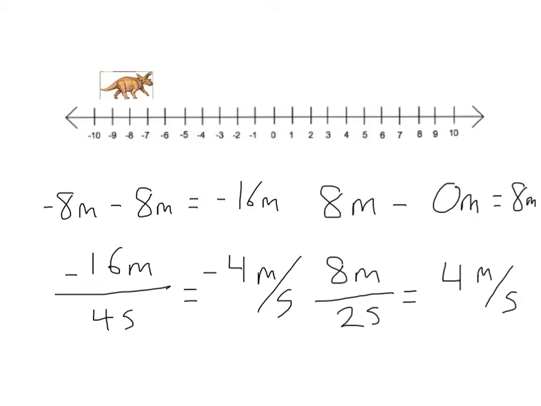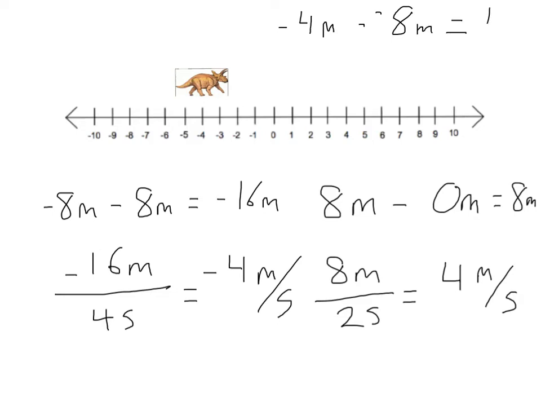So one last calculation. If the Triceratops were to move from the negative 8-meter position to the negative 4-meter position, notice that the Triceratops actually has a displacement of positive 4. This, of course, would be because we have the final position as negative 4 meters minus the initial position of negative 8 meters, which would give us an answer of positive 4 meters.